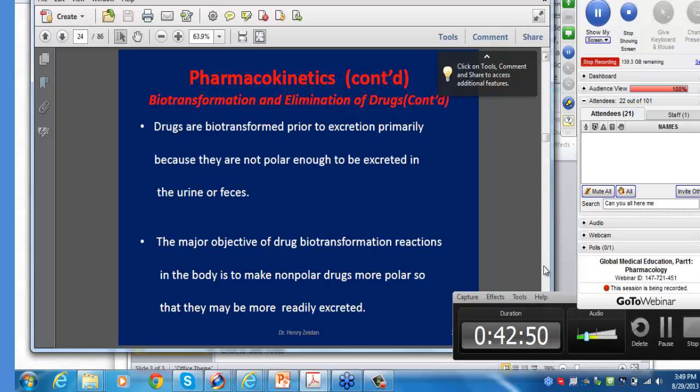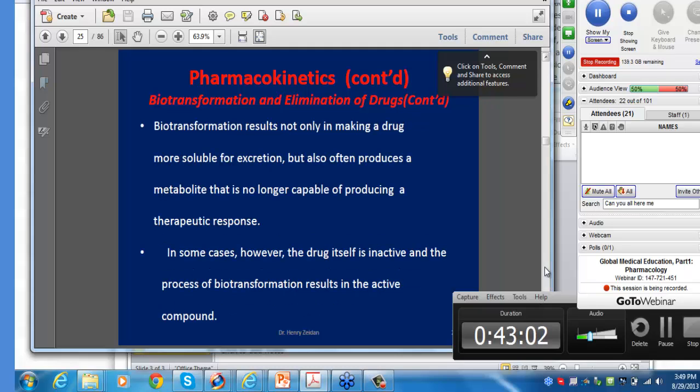You make the polar drugs to be excreted, essentially. And I stated very clearly here, with the process of repetition, a non-polar drug has to be converted to a polar drug to be excreted. We'll go on and talk about biotransformation that results only in making a drug more soluble for excretion. It also produces a metabolite that's no longer capable of producing a therapeutic effect. I already gave you an example of how you convert an inactive or less active drug into an active one.